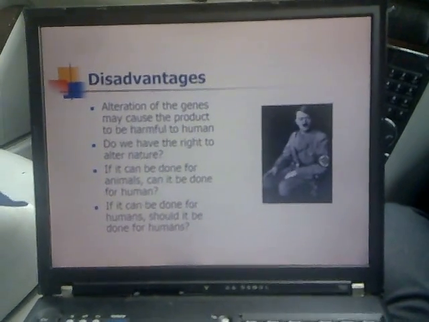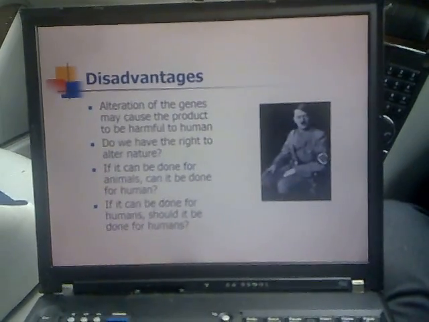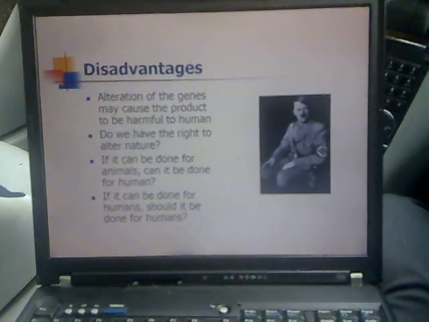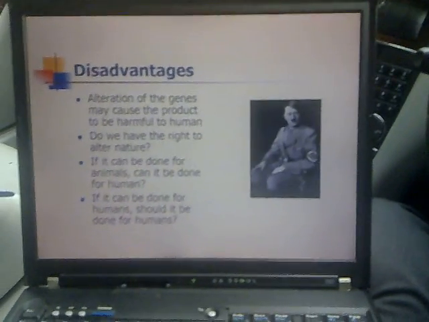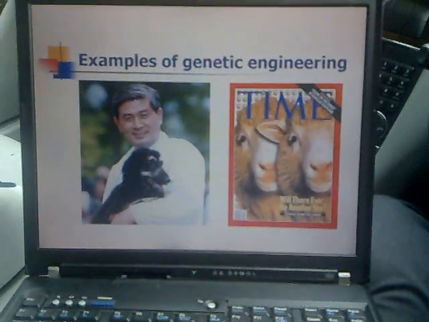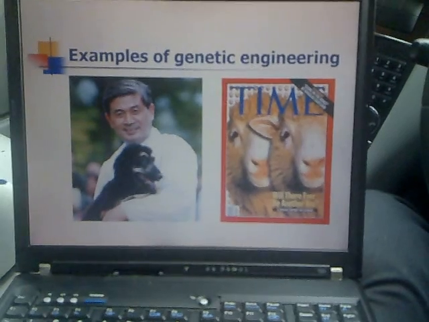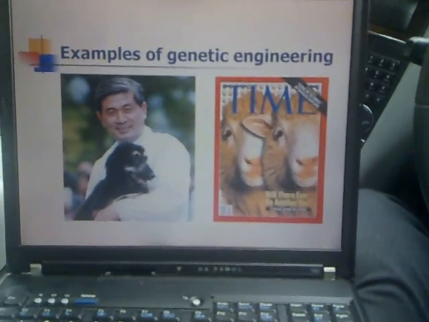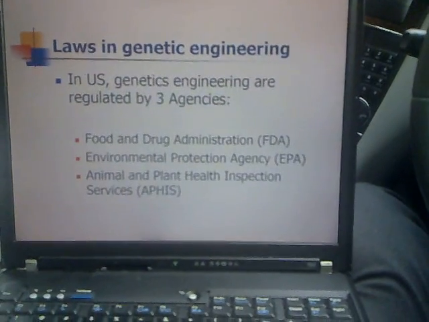So what if you create humans, instead of people now 6 feet tall, you create people of 9 feet tall, giants, right? Can you do that? Is it ethical to do that to humans now? Some examples of genetic engineering: you will know the Dolly the sheep story. Dolly is cloned, and certainly in Korea, there is also a cloned dog called Snuppy. So these are some examples of genetic engineering.